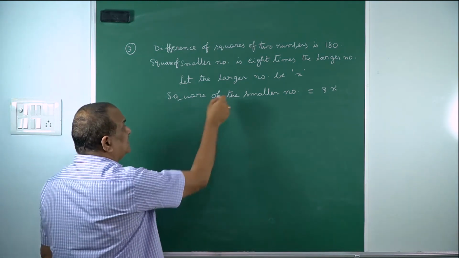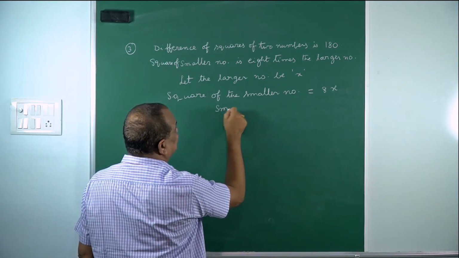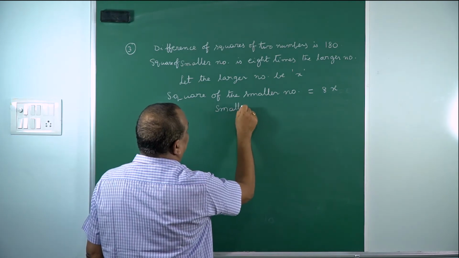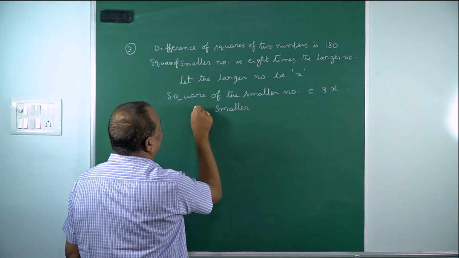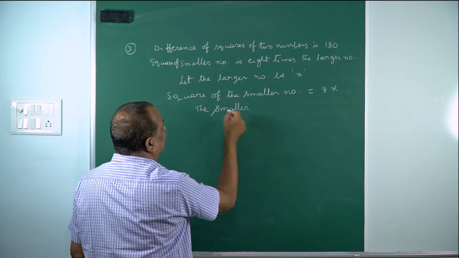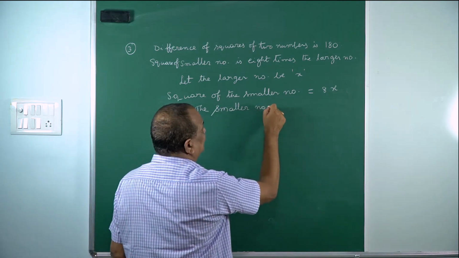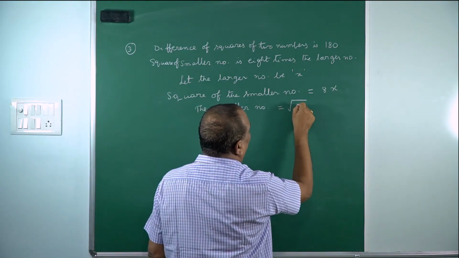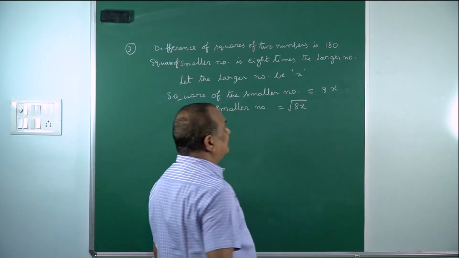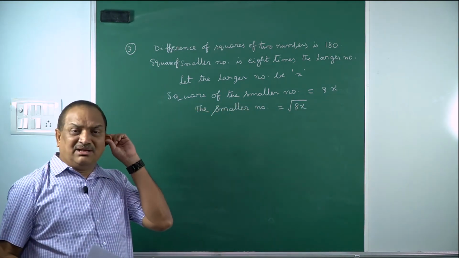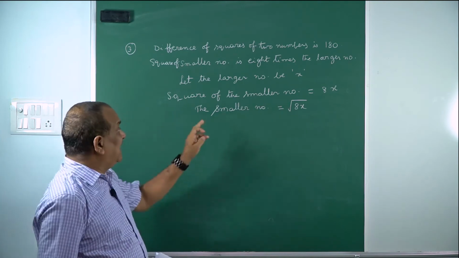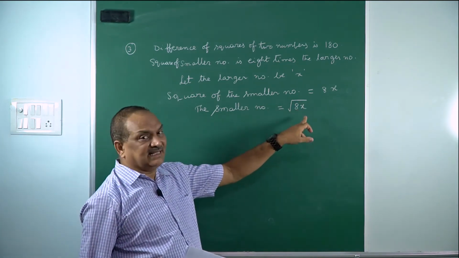Okay, so what is the smaller number then? Square root of that. Therefore, the smaller number is equal to root over 8x. So now you have the larger number, which is supposed to be x, and the smaller number is root over 8x.